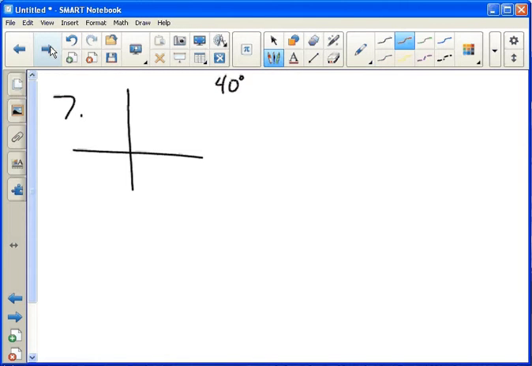Similar here with number 7, 40 degrees. We have positive ones, so we'll do 0, 90, 180, 270, back around to 360. 40 falls between 0 and 90, so it would go here. Don't forget to draw your starting point and your arrow showing your direction.